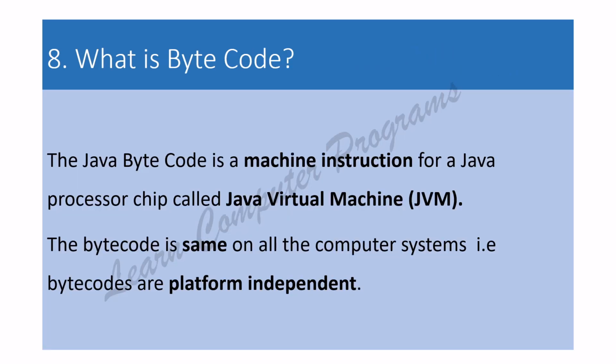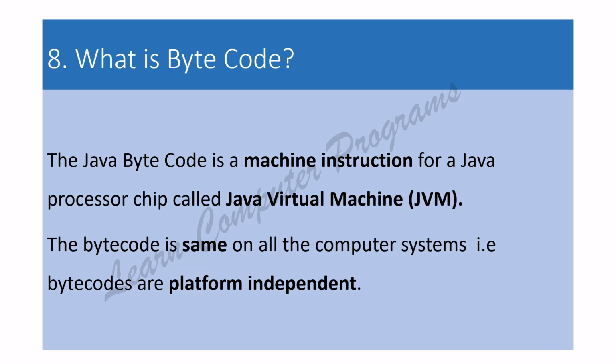What is bytecode? Bytecode is a special type of code which is found in the Java virtual machine. After the Java source code is compiled, it does not convert directly into the object code. Instead, it will convert it to something known as bytecodes. Bytecodes are machine instructions for the Java processor chip called the Java virtual machine.